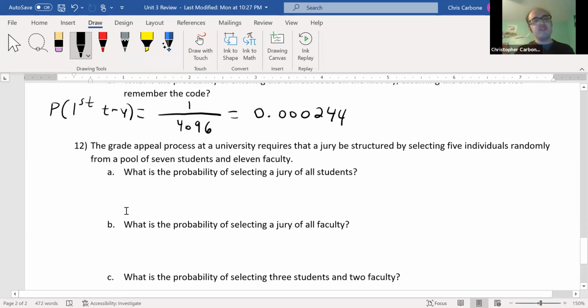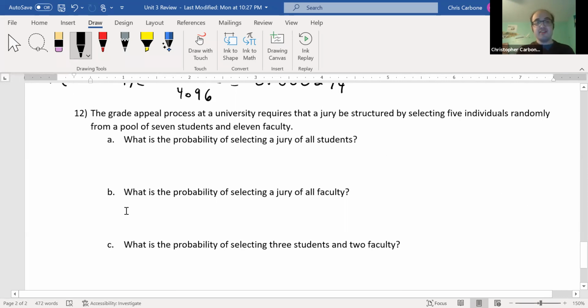Question number 12. I have the grade appeal process at a university requires that a jury be structured by selecting 5 individuals randomly from a pool of 7 students and 11 faculty, with the probability of choosing all students.